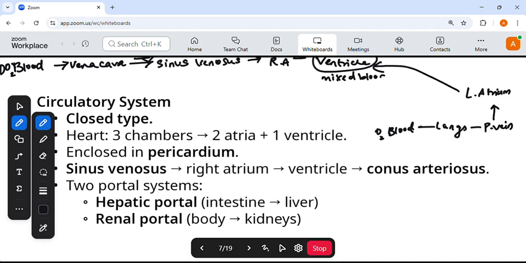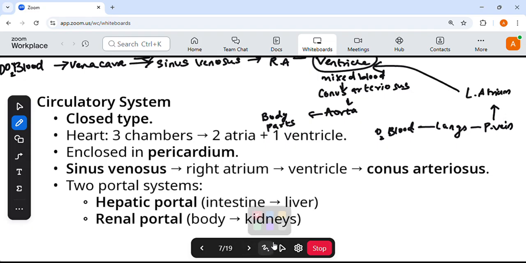Now this mixed blood will move to conus arteriosus. From conus arteriosus it moves to aorta and to the body part. So this is how the blood flow is happening. Understood? If I have mentioned the pulmonary artery in the diagram, it's not pulmonary artery. I wanted to say pulmonary vein, but it just slipped from my mouth. Okay. So this is the pathway.